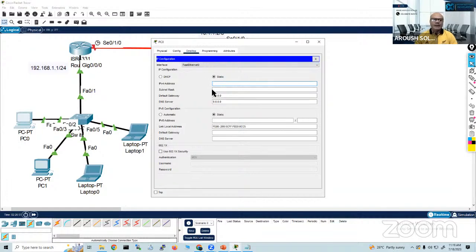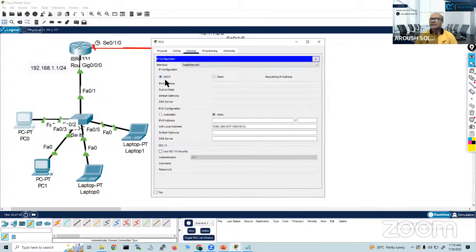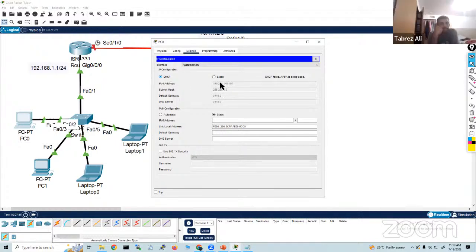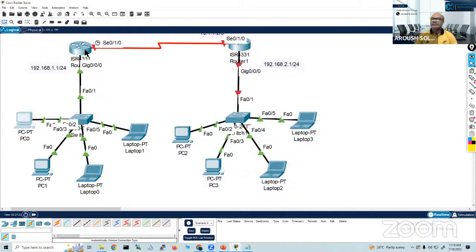To get the automatic IP address, what should we configure? DHCP. Very good. The DHCP option is there, right? Dynamic Host Configuration Protocol. Because in your organization, maybe you'll have thousands of computers. We cannot go to individual computers and assign manual IP addresses, right? Okay, we can see DHCP failed. APIPA has been used, 169.254.140.197.